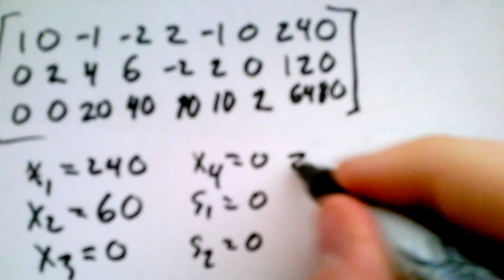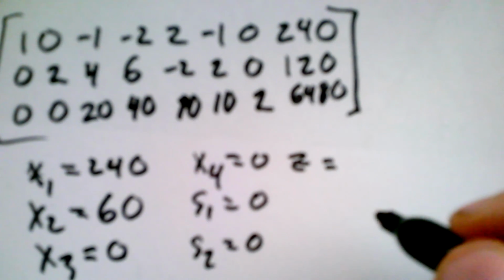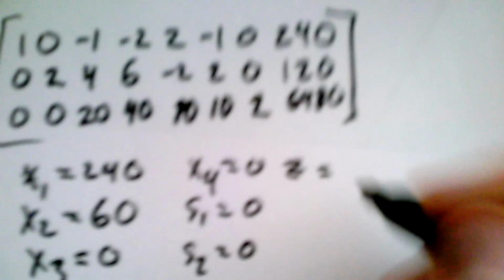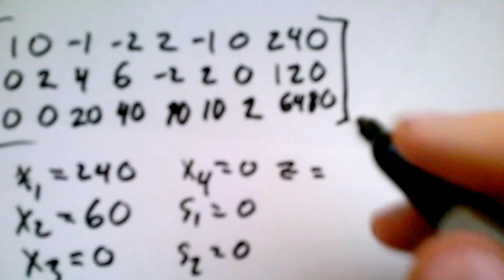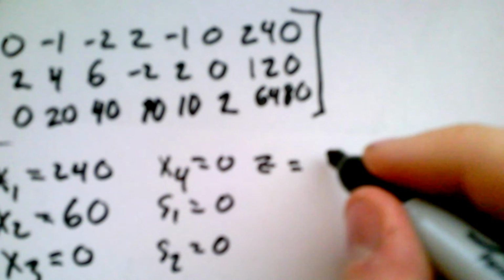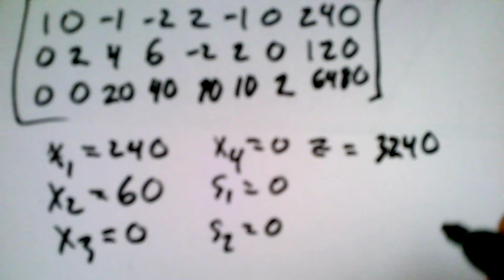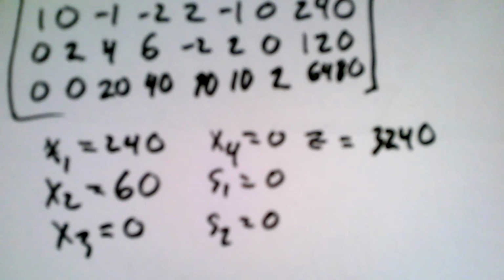And Z equals, since Z is a basic variable, it has only one non-zero entry, we get 6480 divided by 2, which is going to be 3240. So these are our answers. So the maximum value is obtained when we have x1 equaling 240, x2 equals 60, the other two variables equal 0, and that'll end up with z equaling 3240.